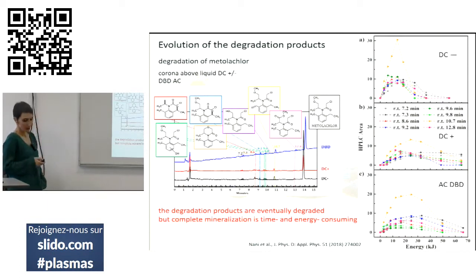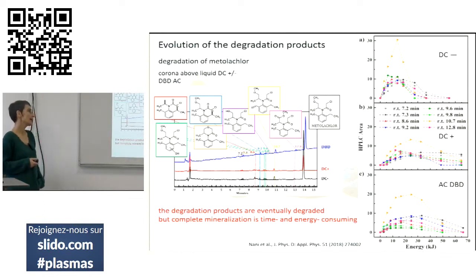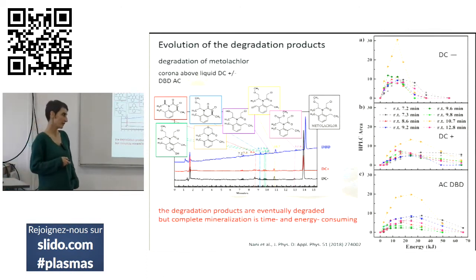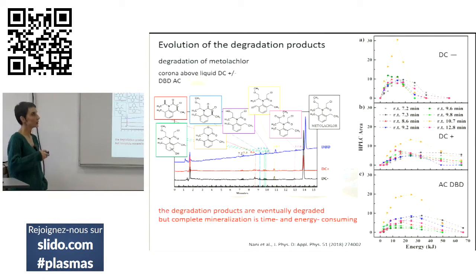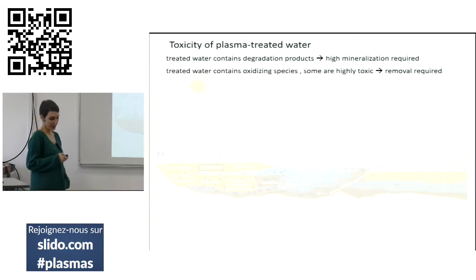The evolution of the degradation products is something similar to what I showed before in case of the pesticides. So the degradation products start to be formed almost immediately after the discharge is ignited, and then they reach a maximum and are degraded in some time. However, this time is quite long, so mineralization is very time and energy consuming. So it will be good to look at these products to see how toxic they are and to stop somewhere on the way when the treated effluent is not harmful anymore to the environment. So in this case, toxicity tests, I'm saying this again, are very important.